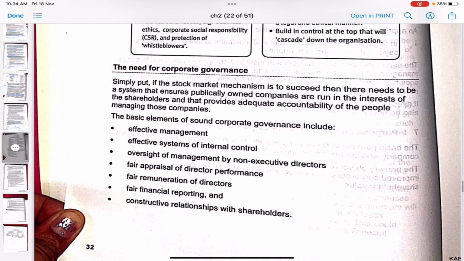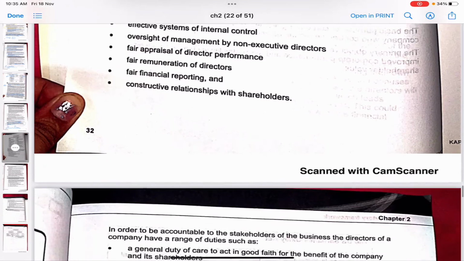Let's see what the need of corporate governance is. Simply put, if the stock market mechanism is to succeed, then there needs to be a system that ensures publicly owned companies are run in the interests of the shareholders and that provides adequate accountability of the people managing those companies. The basic elements, okay, what are the elements? Effective management, effective systems of internal control, oversight of management by NEDs. Remember all this, we have done that. Fair appraisal, fair remuneration, fair financial reporting, and constructive relationship with the shareholders. So these are some things which are required in order for a business to succeed.